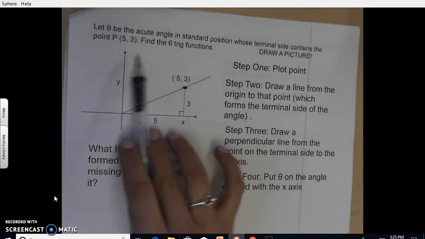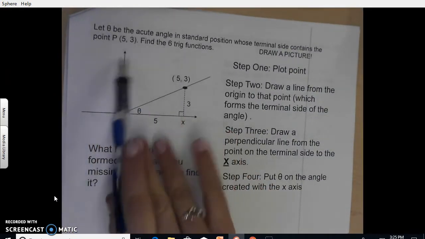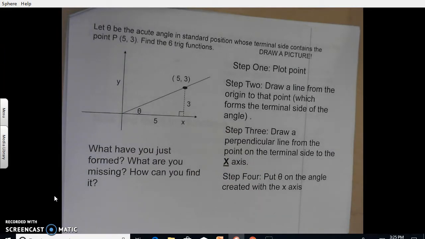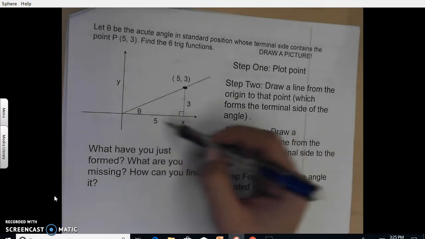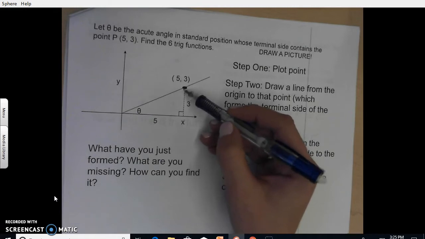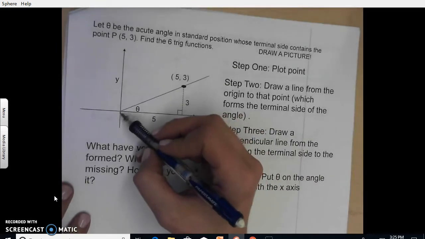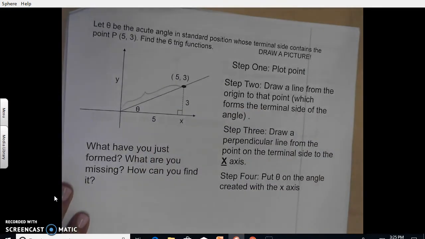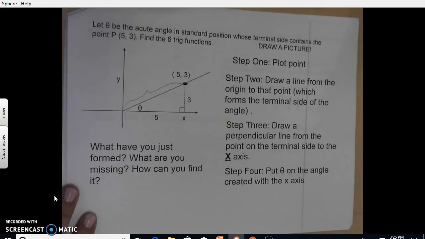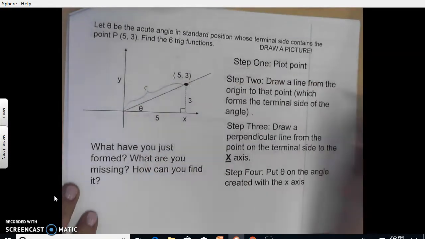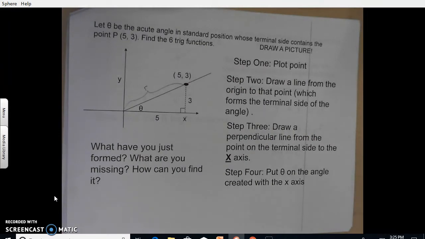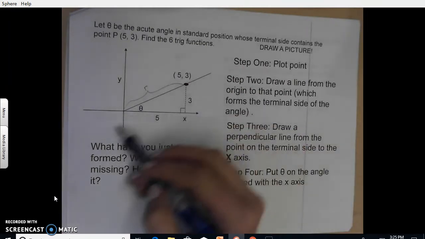So, if we have theta to be the acute angle in standard position whose terminal side contains the point P, which is 5, 3, that means our x-coordinate is 5, our y-coordinate is 3. We need to find our 6 trig functions. In order to find our 6 trig functions, we need to find our radius. So we're not on the unit circle anymore, and that's where we have to take y divided by r, x divided by r, or our hypotenuse.